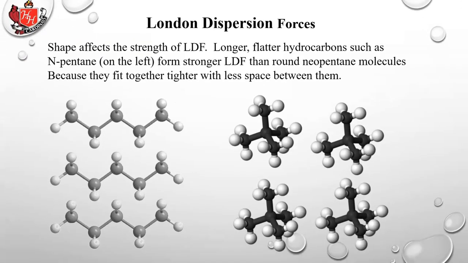Okay. The shape affects the strength of London dispersion forces. Longer, flatter hydrocarbons, such as n-pentane on the left, form stronger London dispersion forces than round neopentane molecules, such as the ones on the right, because they fit together tighter with less space between them. So you can see how the molecules on the left will lay flatly on top of each other, very close together, and that will cause the London dispersion forces to be stronger. Whereas the ones on the right, they're round, they don't fit together very well, and so they have weaker London dispersion forces.